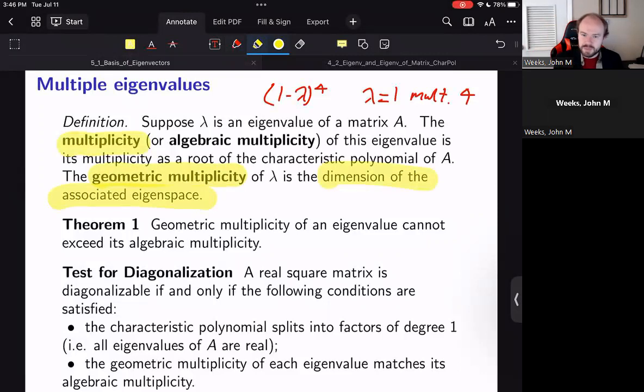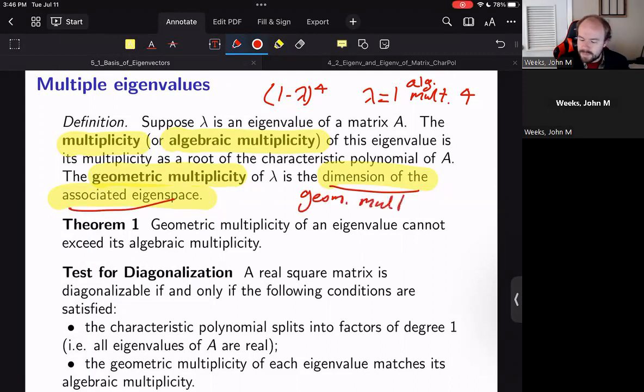So again, sometimes we'll call the algebraic multiplicity the multiplicity of this eigenvalue as a root of the characteristic polynomial. So sometimes we might call this an algebraic multiplicity. This root appears 4 times when it's completely factored. Then the geometric multiplicity of lambda is the dimension of the eigenspace, which could be a geometric multiplicity of 1. That could happen even if your multiplicity is 4.